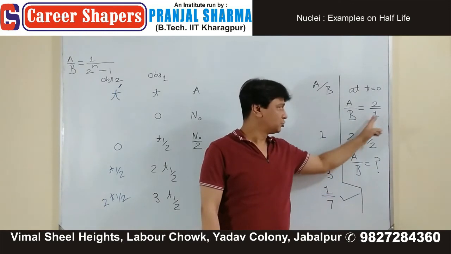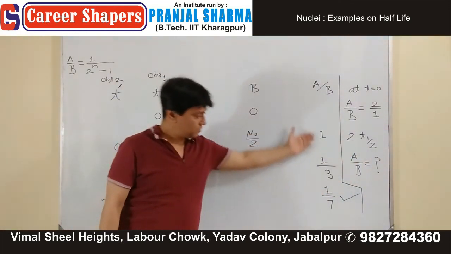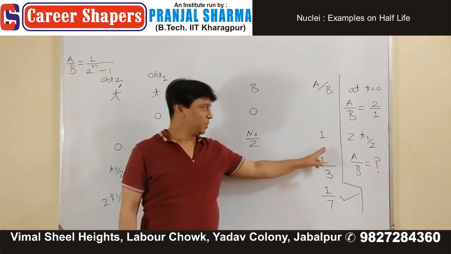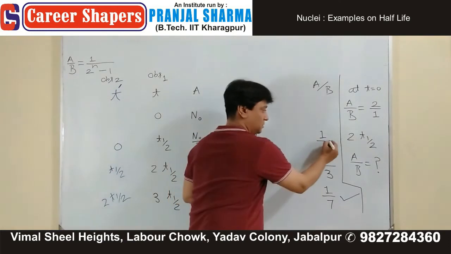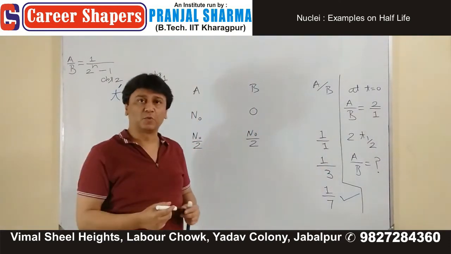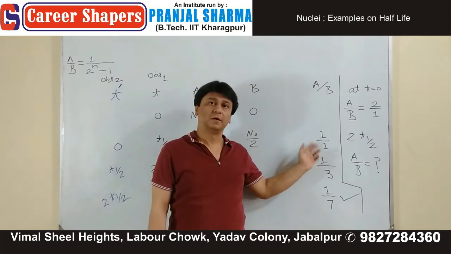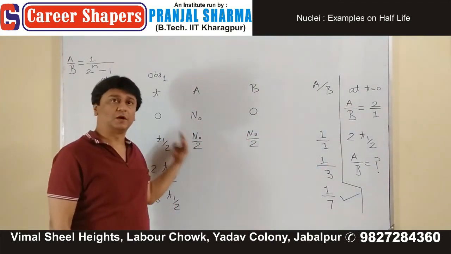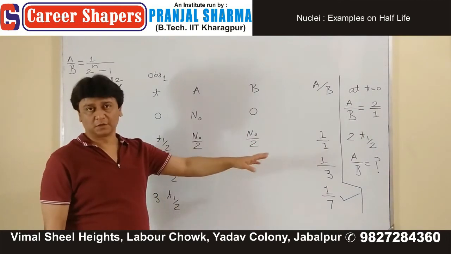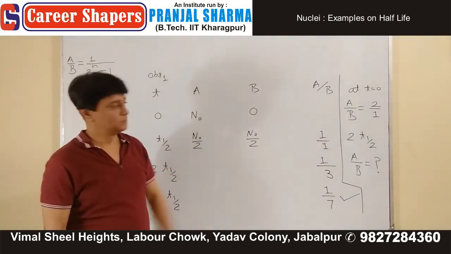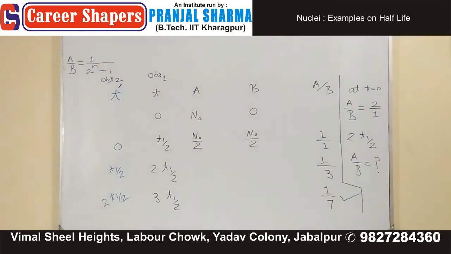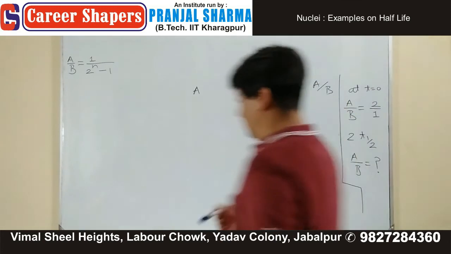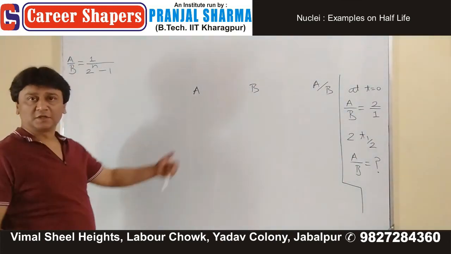Look, A is to B of 2 is not present in this chart. A is to B 1:1, which was in the previous question, is present, but A is to B of 2 is not present in this chart. Then how will you answer this? Let's see if you can. Look, how you can answer something like this.